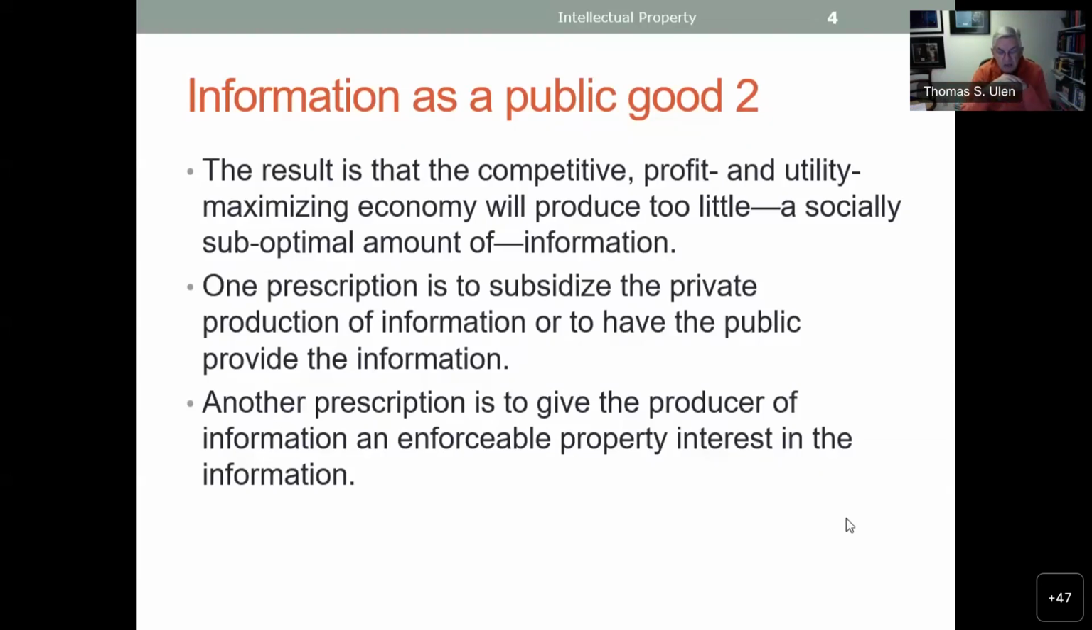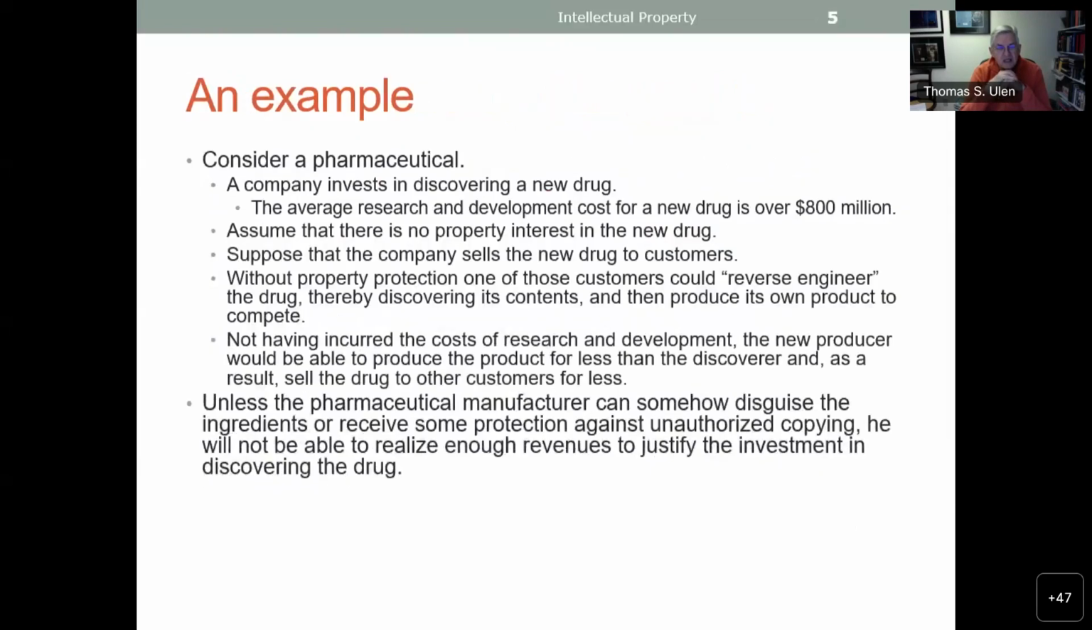And the next slide, I'm not going to go through this. I take the example of a new pharmaceutical as an example of an important innovation that without the protection of intellectual property law would probably not be developed. But patents are not the only form of intellectual property. We also have intellectual property in creative endeavors, what are called in the law expressive activities, copyright.